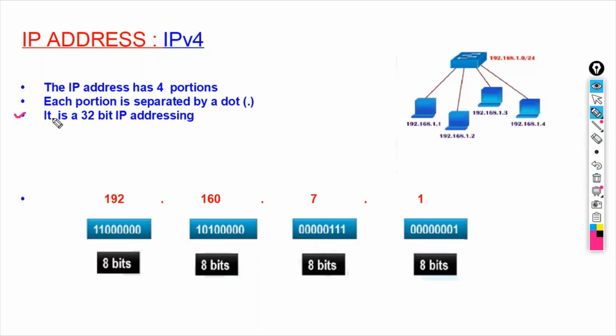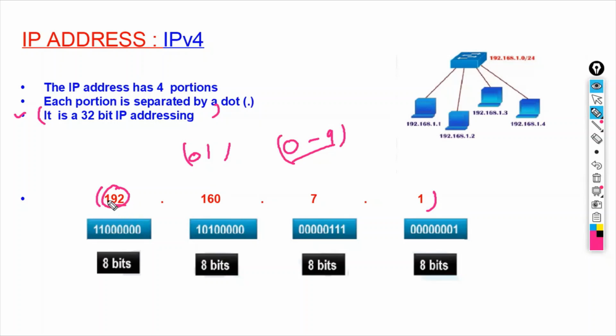And it has 32 bits. So each IP address has 32 bits. If you configure the IP address to any computer, the computer will convert the IP address into binary numbers. Binary numbers means zeros and ones. So this is the decimal number. Decimal number means 0 to 9. We configure the IP address in decimal format, and computers convert the decimal IP address into binary numbers.